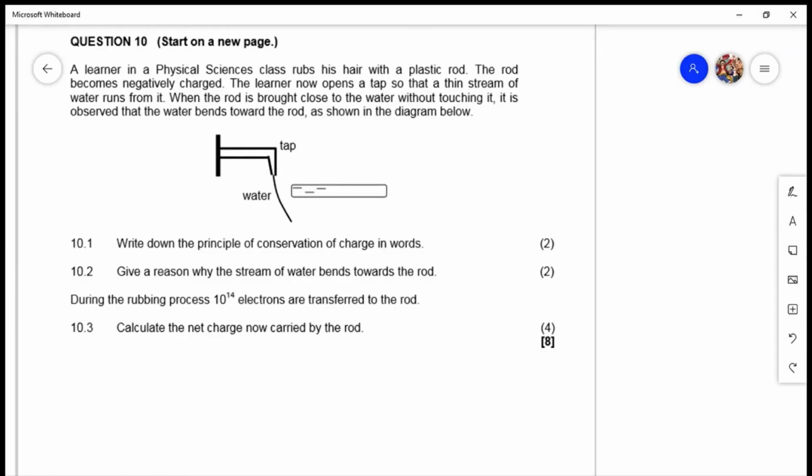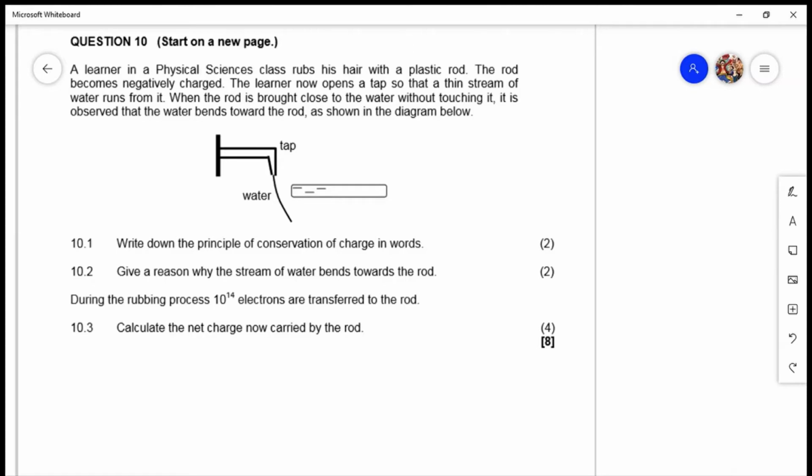Our first question of today is from a November 2015 exam paper. So, question 10 reads as follows. A learner in a physical sciences class rubs his hair with a plastic rod. The rod becomes negatively charged. The learner now opens a tap so that a thin stream of water runs from it. When the rod is brought close to the water without touching it, it is observed that the water bends towards the rod as shown in the diagram below.